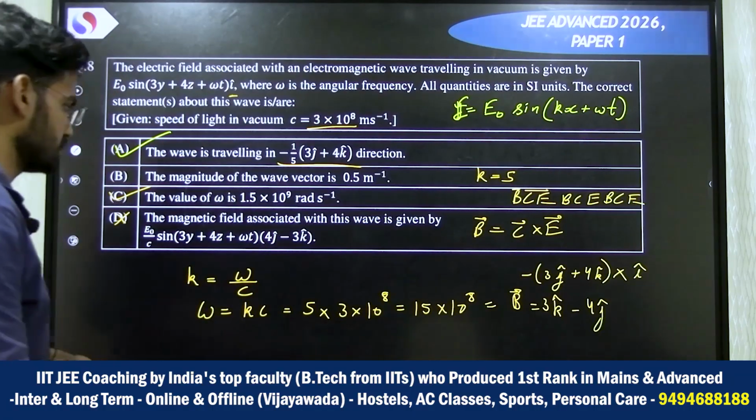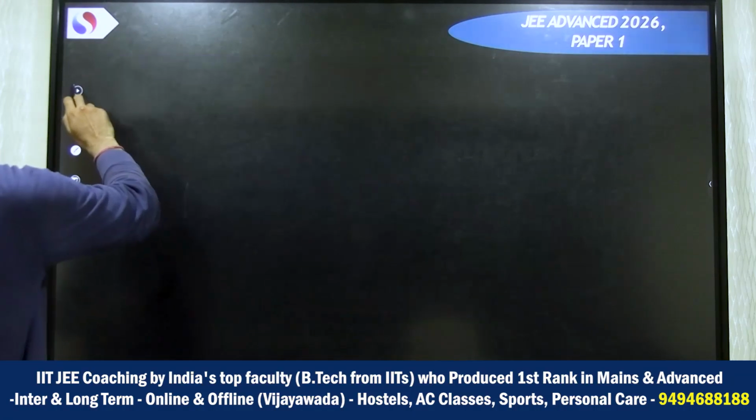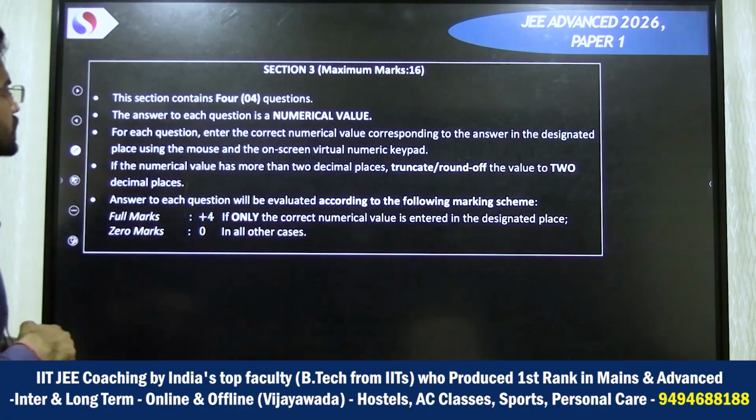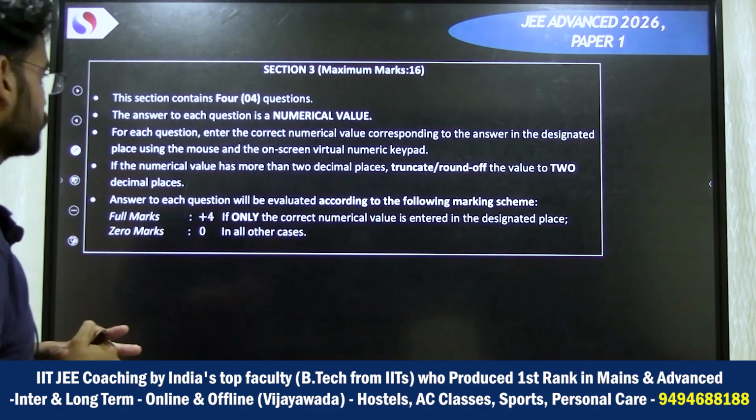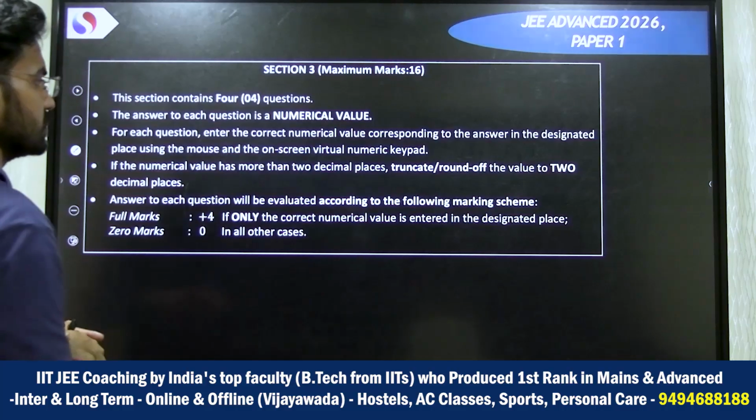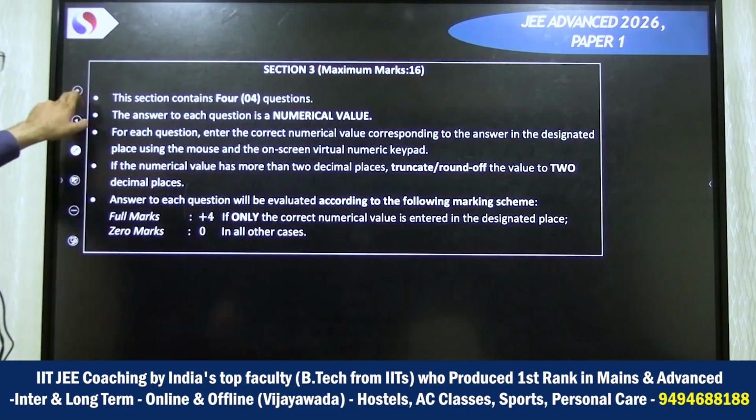Okay, so D option is not okay. Next, section 3 we came now in. So we have 4 questions, numerical. Okay, so we have to go 2 decimal, I think. Yes, round off to 2 decimal places.